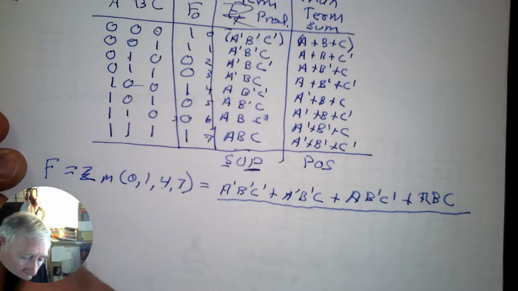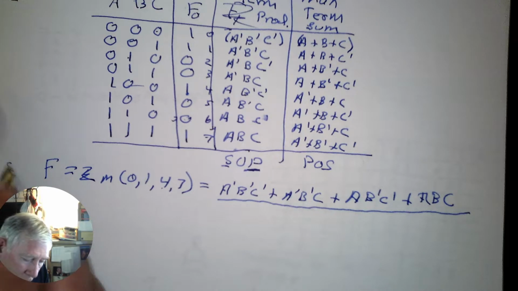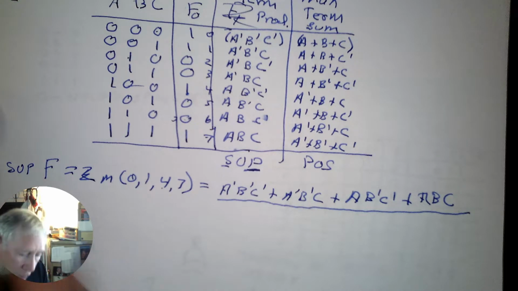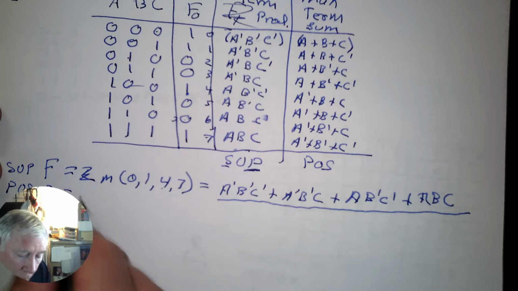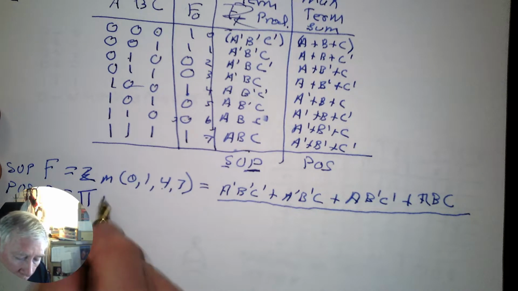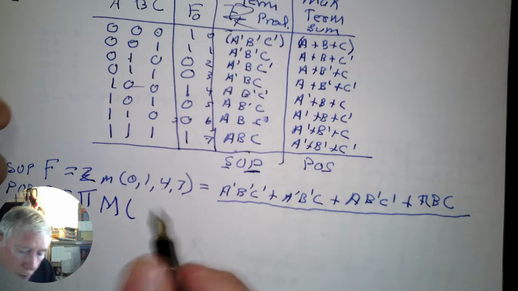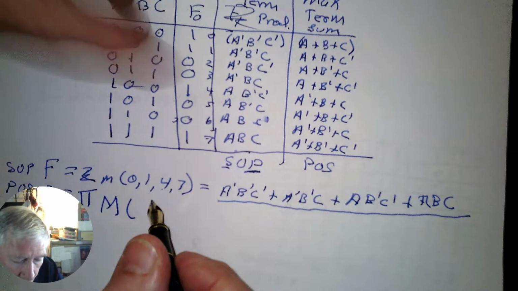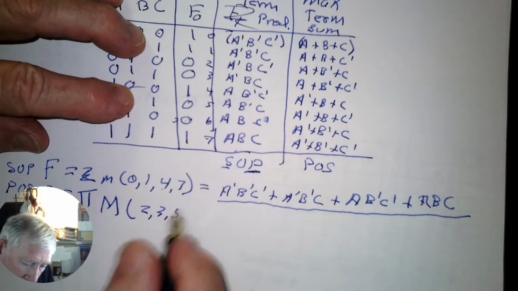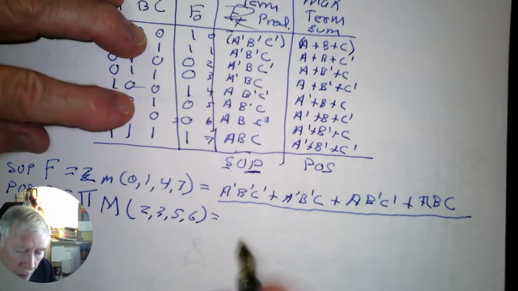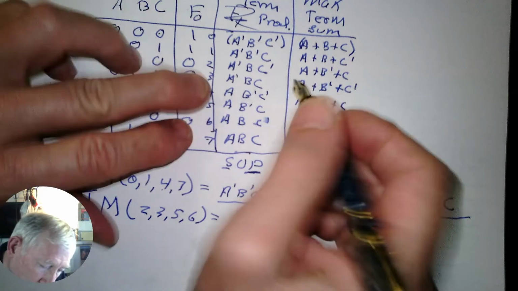All right, our max term solution. So this is SOP, and then the POS solution for F is going to be exactly equal to the SOP, just a different form. And we write this as the product of the big M's. And now, what do we have? Well, the zeros are 2, 3, 5, and 6.